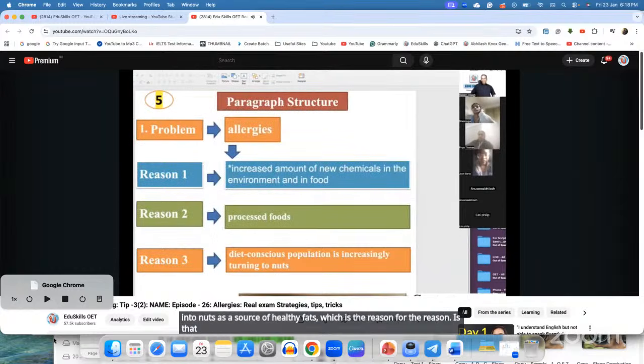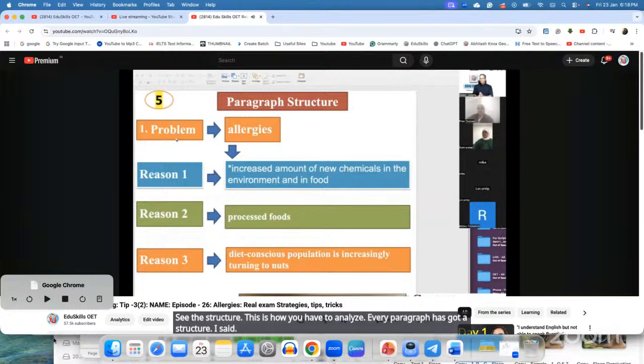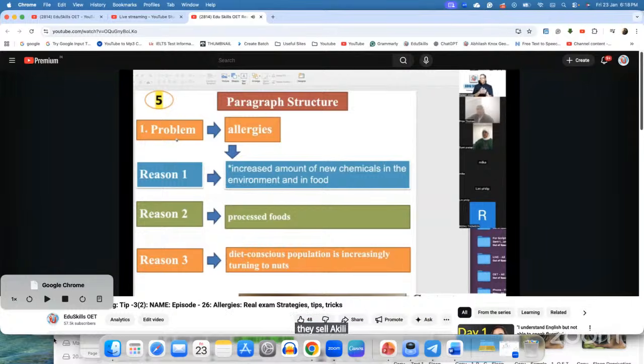Now look here. See the structure. This is how you have to analyze. Every paragraph has got a structure. I said need not be all problems, reasons. This is luckily here. Sometimes it can be a problem and solution 1, solution 2, solution 3, or a problem and factors and the associated issues, whatever it is. There is a paragraph structure.